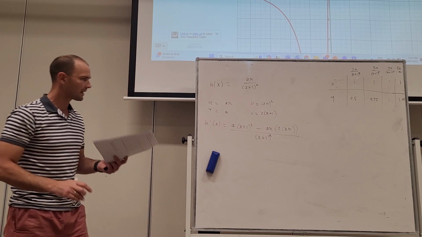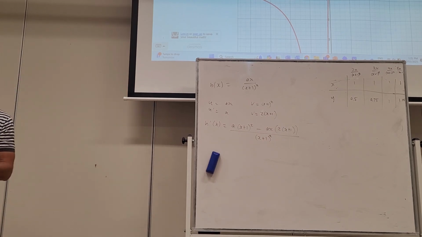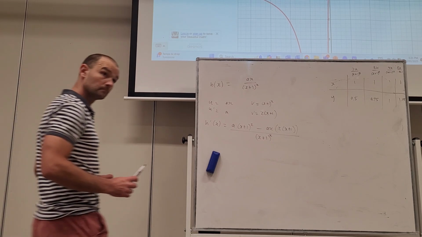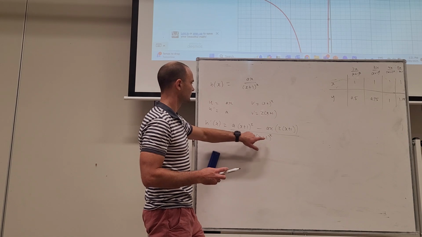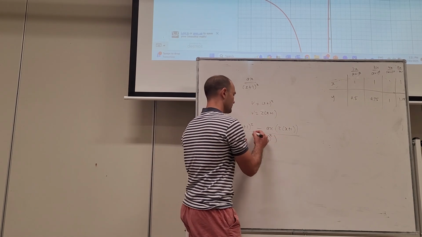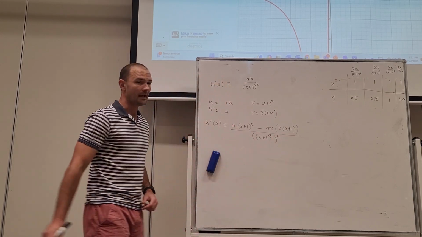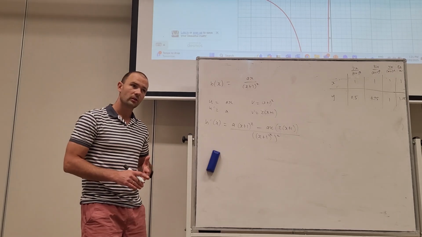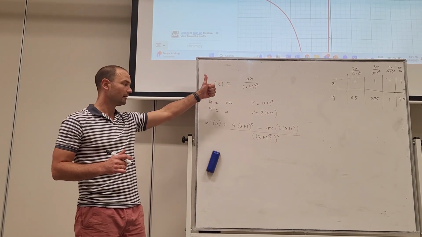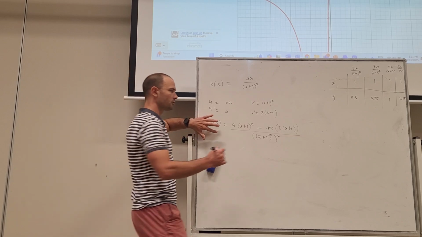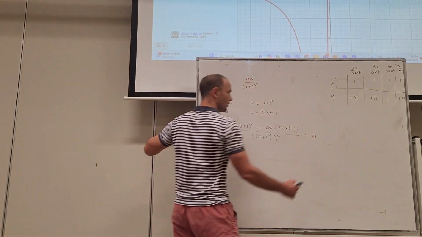Smash all that together to get h dash of x. u dash v, take away u v dash, on top of v squared. All right, so that's the derivative function. Down the bottom is x plus 1 to the 4th power. Good, it's x plus 1 squared. Thank you, Adam. Now, that's the derivative function. Stationary points occur, so we've done the first part, we've got a mark there at least. Stationary points occur when the derivative function equals 0.